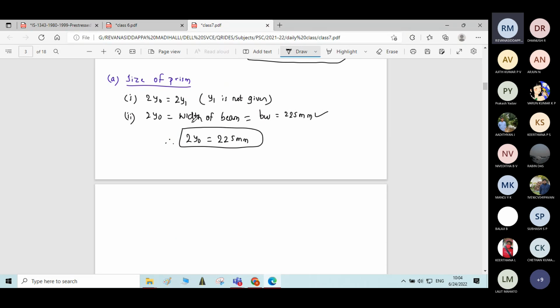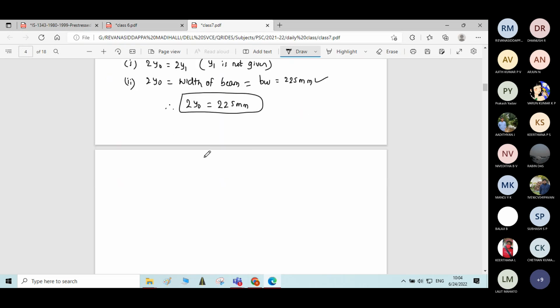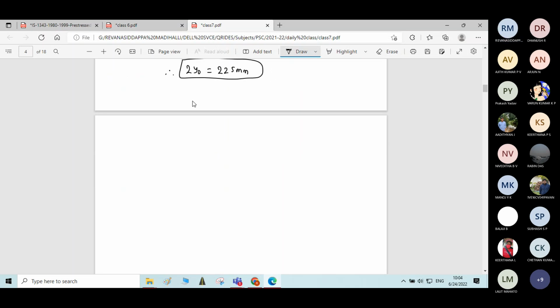Then the next step, find the area of the prism, equal to 2y0 into 2y0, which is 225 into 225. This will give the area of the prism, AP.